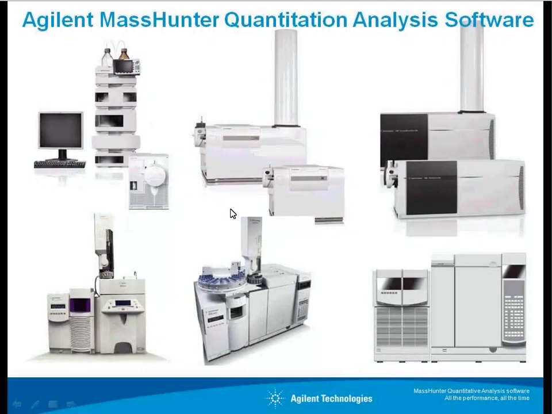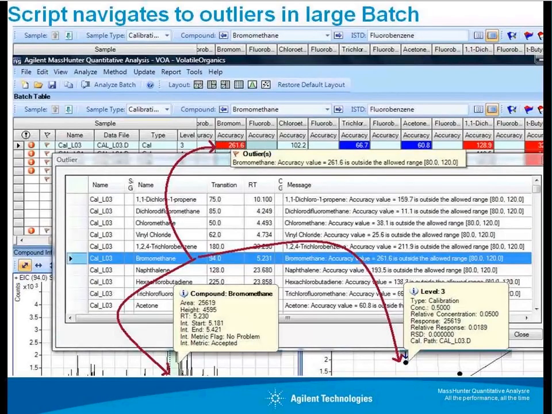Outlier navigation script tool. Now, the situation is I've got a very wide batch which involves a lot of compounds, in this case volatile organics, 70-some compounds. And if I look at batch at a glance and I look at the compounds laid out horizontally, I've got some territory to cover. But I can use the outliers.